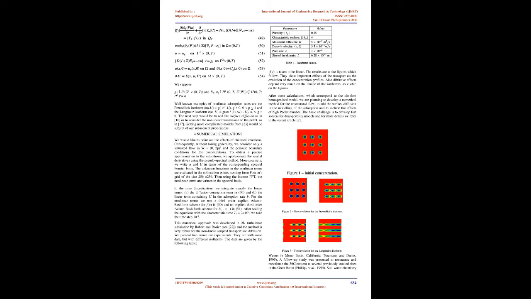Waters in Mono Basin, California, Newman and Dries, 1995. A follow-up study was presented to reassure and re-evaluate the 36 content at several previously studied sites in the Great Basin, Phillips et al., 1995.